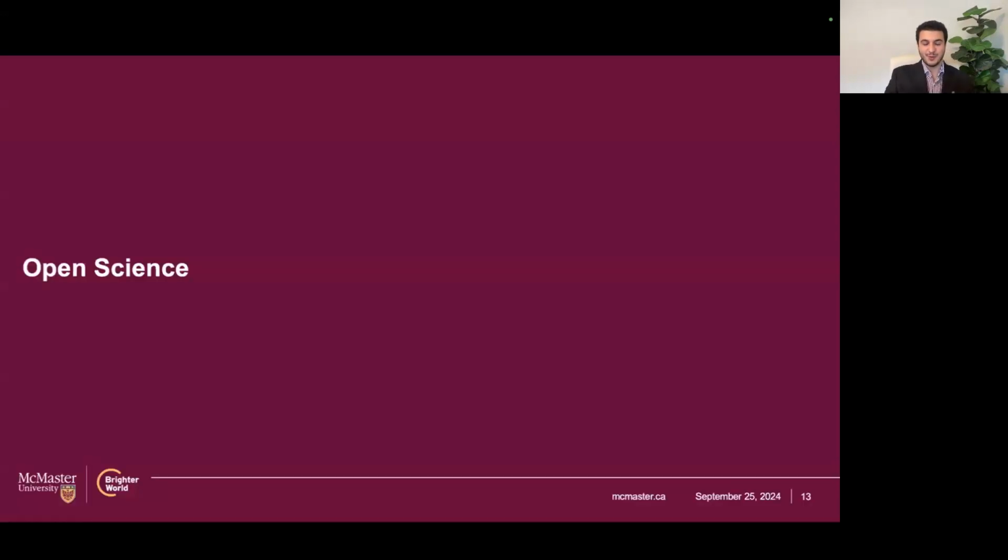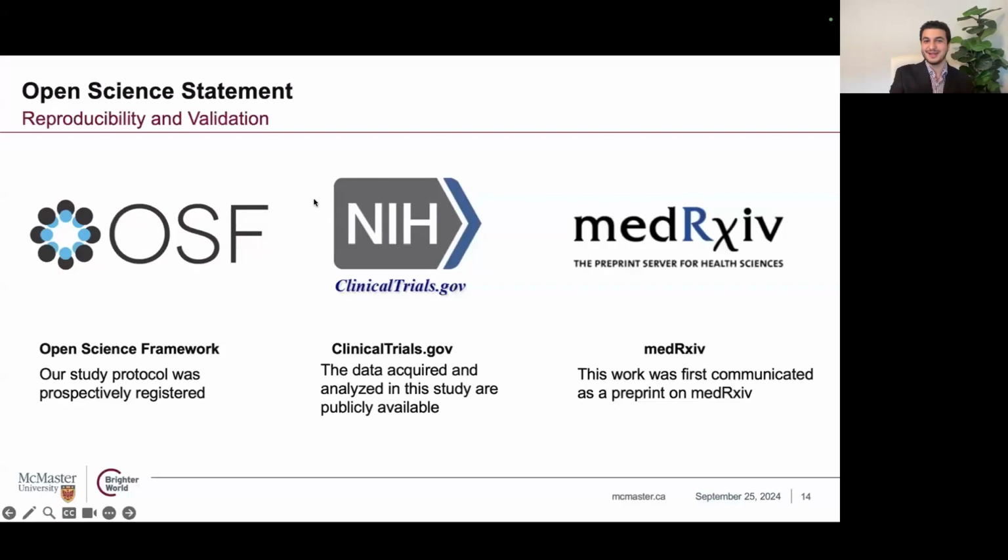Now, of course, we must practice what we preach. So our entire protocol, we submitted it and published it on the Open Science Framework prior to our data collection and data analysis. It is all available online and it's been submitted much sooner. All of our data was downloaded from clinicaltrials.gov, which is an open database and it's free. And our preprint was published on medRxiv, also free, open source with all of our results.